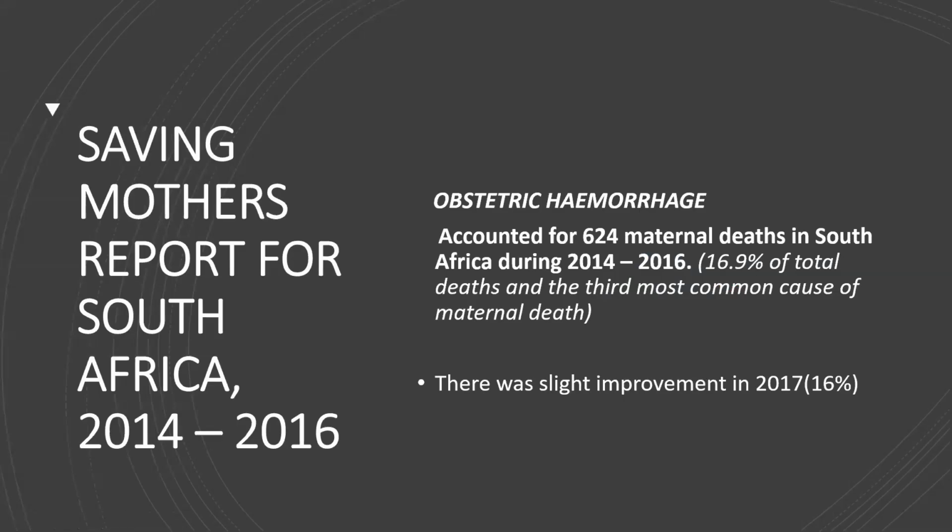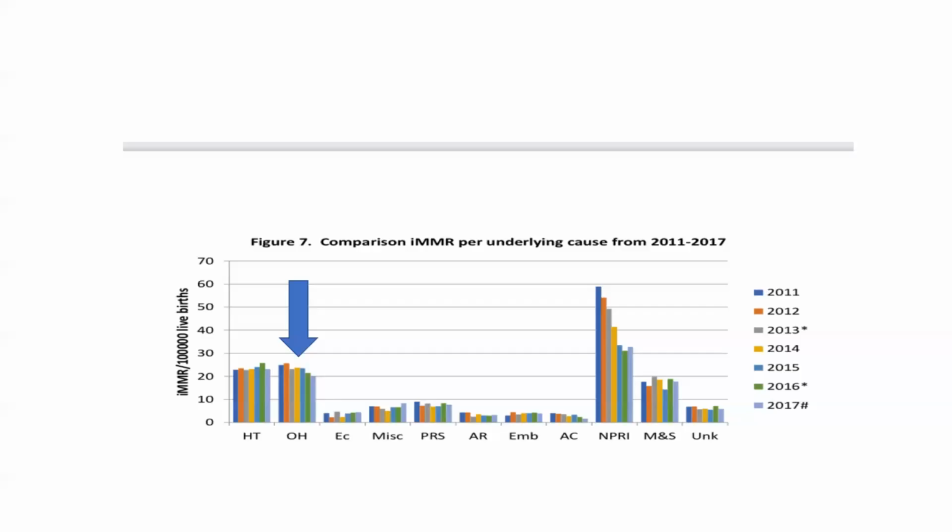From Saving Mothers, Saving Babies from 2014 to 2016, we had 624 maternal deaths, accounting for about 16.9%. There was a slight improvement in 2017 because the maternal mortality from obstetric hemorrhage is around 16%, but it's just a marginal improvement. So it's a huge problem.